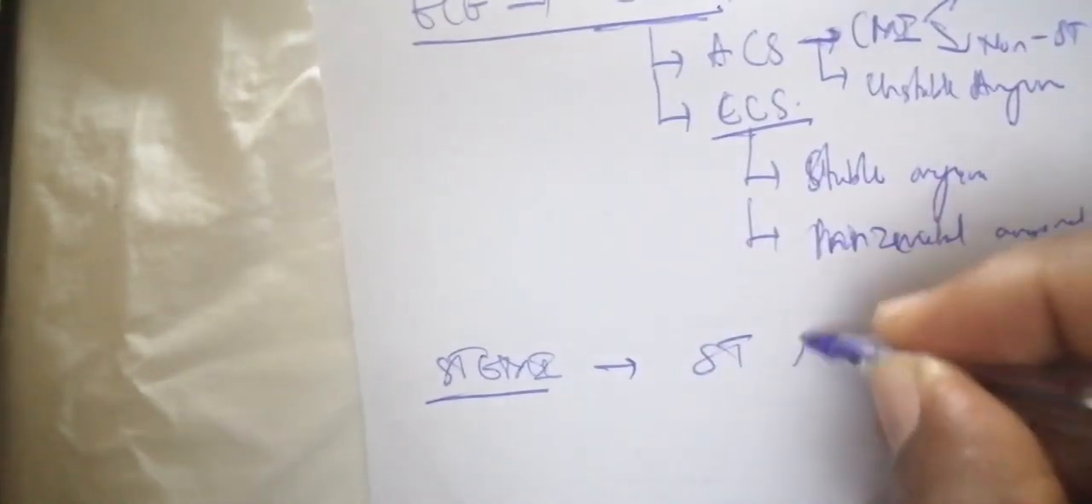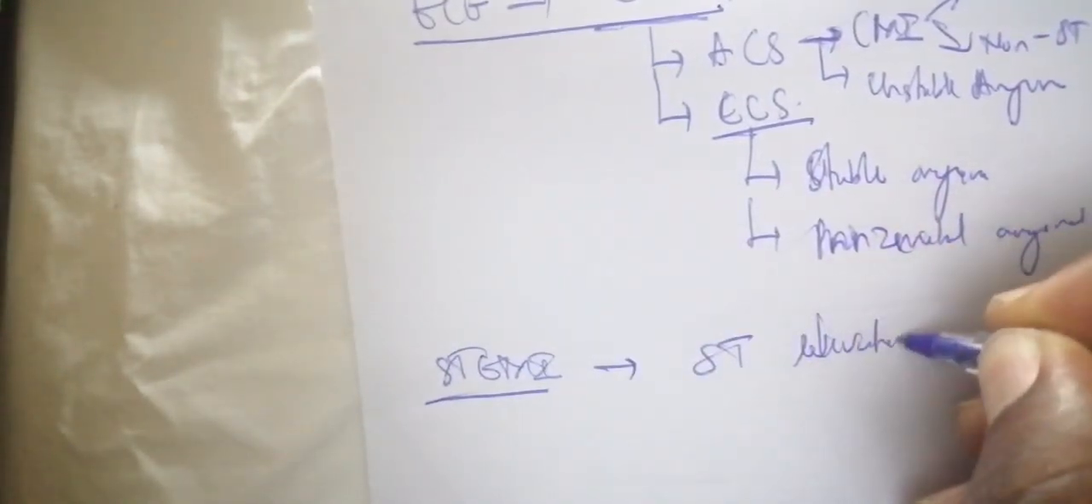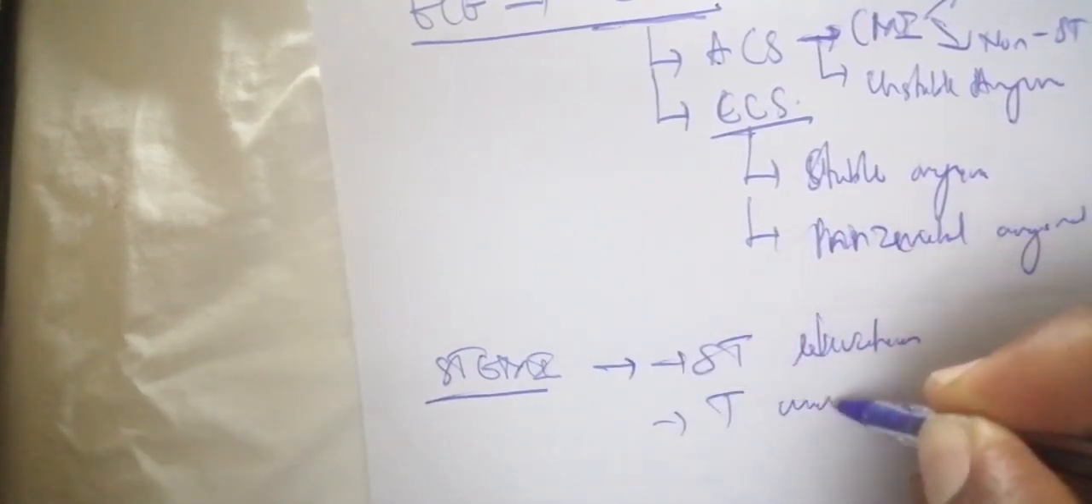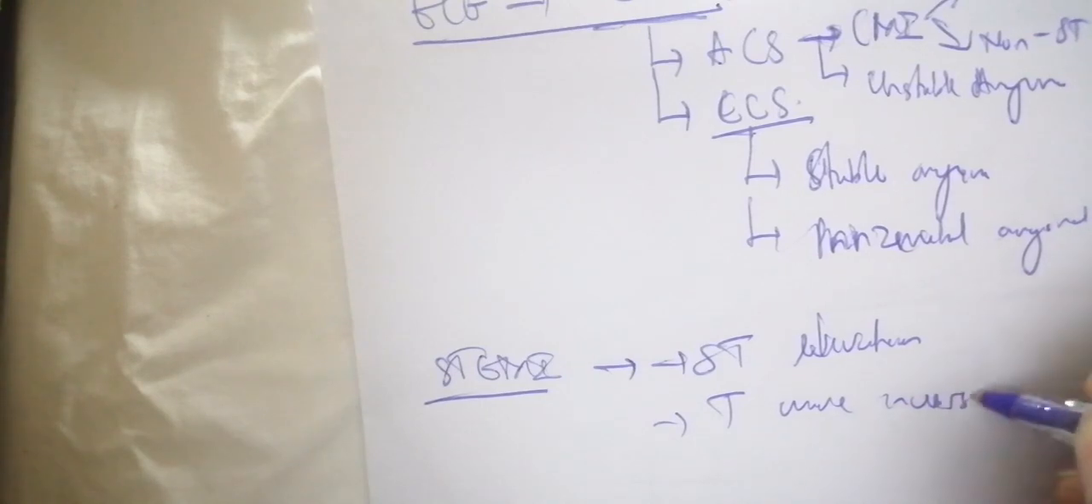Now, we need to know that for the STEMI, ST segment elevated myocardial infarction, generally on the ECG you're going to have ST segment elevation. And that ST segment elevation is also associated with a T wave inversion. So generally that is what you get for a STEMI.